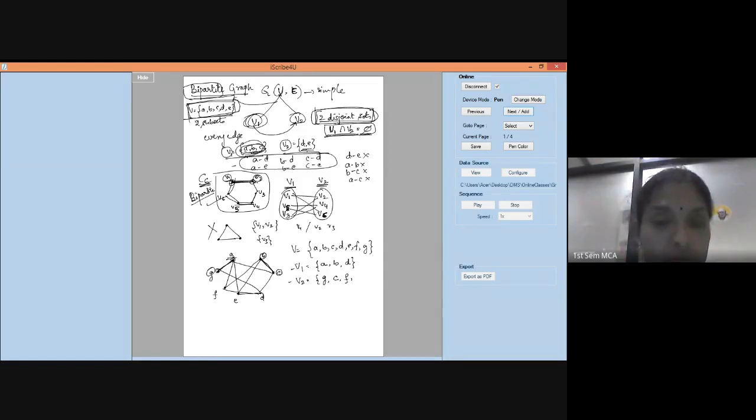E, you look at. A and E are connected, so wherever A is, I can't put E there. B and E are connected, so I cannot put E in the set where B is. I can't do that. Whereas E and G are not connected, so I can put them in the same set.